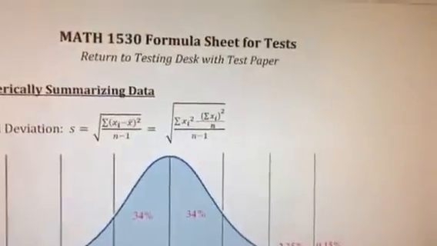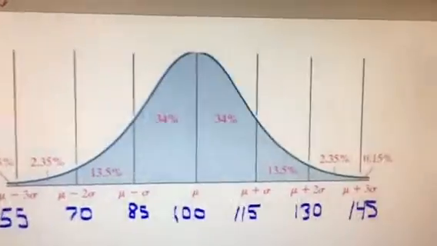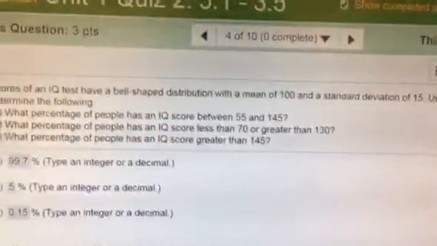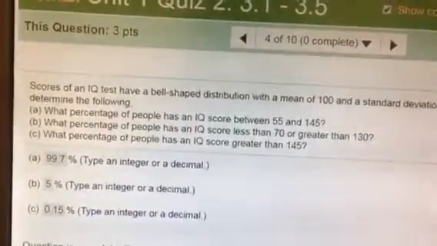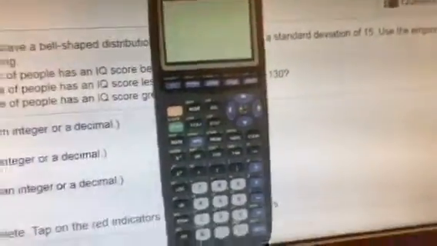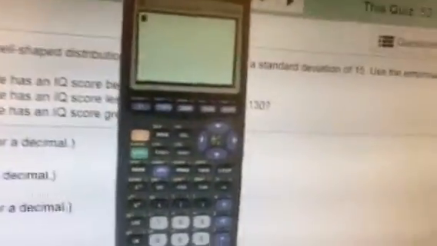So what I did, I snipped this out and used the problem to show you how to go about coming up with your values. So I'm going to pull up my calculator first. I'm going to move the calculator over here, and I'm going to show you how to do this. So first of all, the mean was 100.